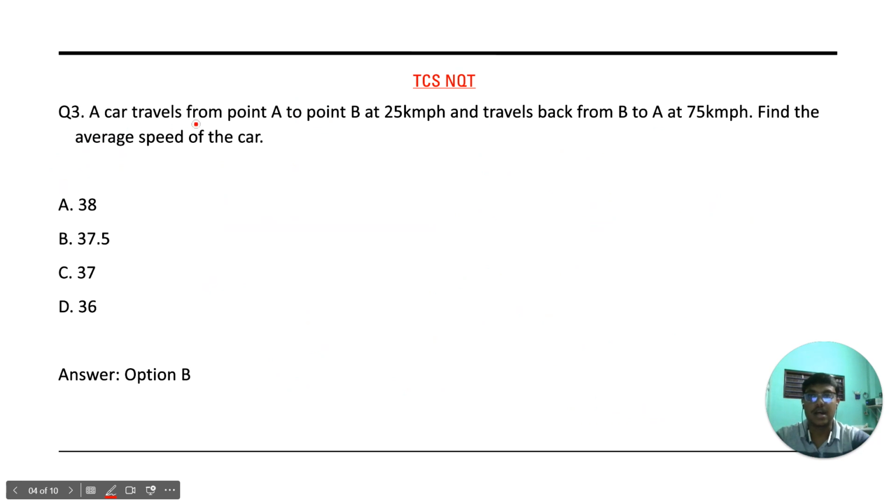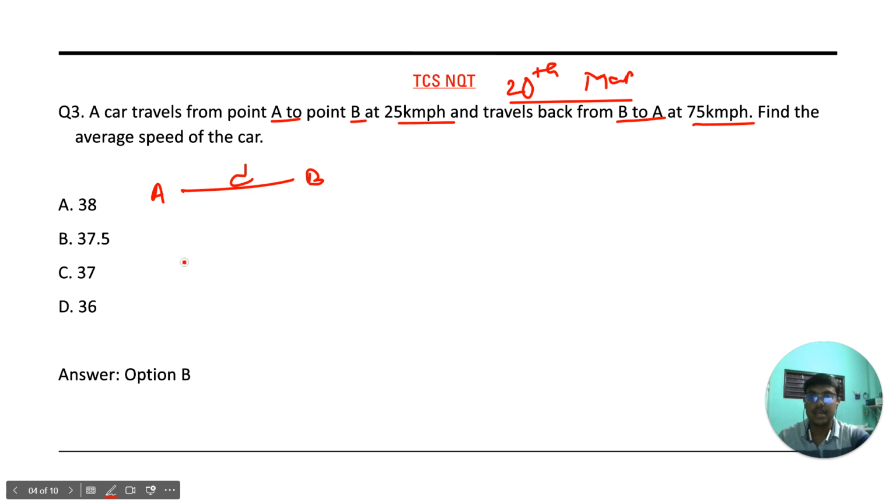So question 3 says a car travels from point A to point B at 25 km per hour and travels back from B to A at 75 km per hour. Find the average speed of the car. This question again was asked in the 20th March shift, and the data here is not the exact data given, but the essence of the question is the same, just the data was different in the examination. So try to solve it, and if you could solve it, then it would give a lot of confidence to your preparation. From point A to point B, let the distance be d.